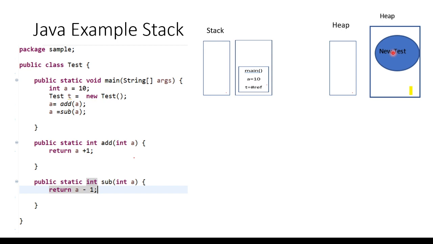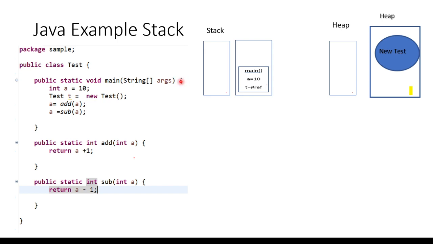So that memory is divided based on the location. Okay. So now this new Test object will be created at a specific location, and that location will have the address, right? So that address will be stored in the variable t. Okay. So when we call this new Test, the object will be created in the heap memory. So heap memory is used only for creating the objects.